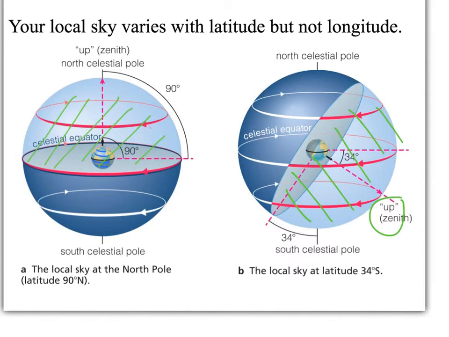So let's go back to if you are at the North Pole. What are your circumpolar stars? Well, they're all circumpolar. Is that crazy or what? If you're at the equator, what are your circumpolar stars? You don't have any circumpolar stars.